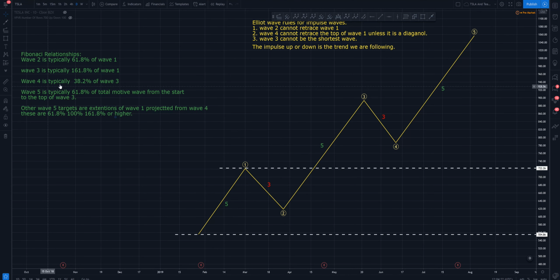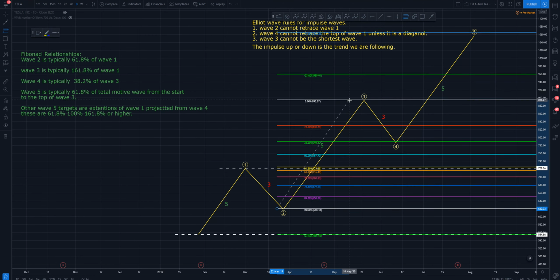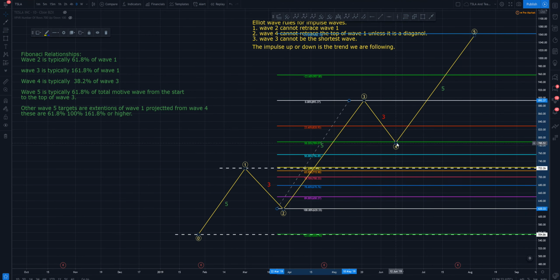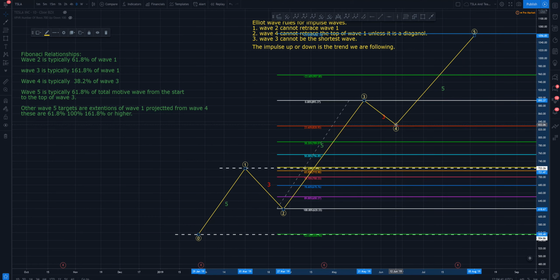Wave 4 is typically 38.2% of wave 3. So we're going to need our fib retracement tool. We come to the start of our wave 3, to the top of our wave 3, and see where our wave 4 retraced. It retraced to 38.2%. This is where we would expect to see it. The 4, however, can retrace as shallow as the 23.6, which is the next most likely Fibonacci target for the 4. After the 38.2 and the 23.6, the next most likely target for the 4 is the 50% retracement.